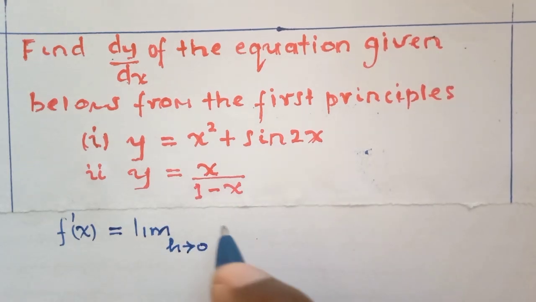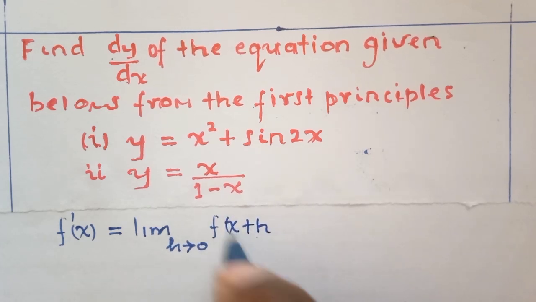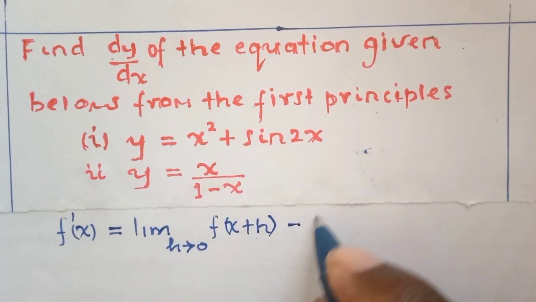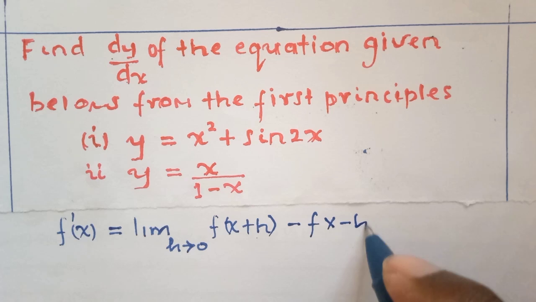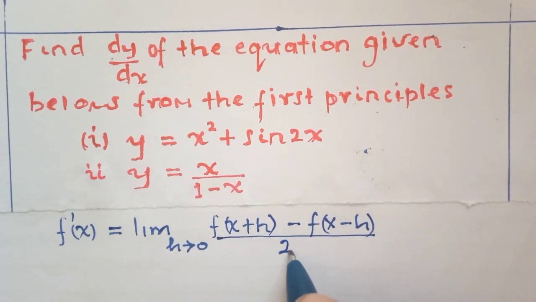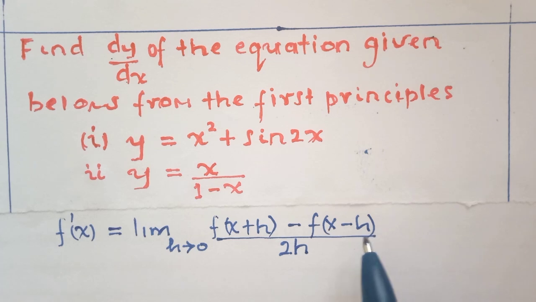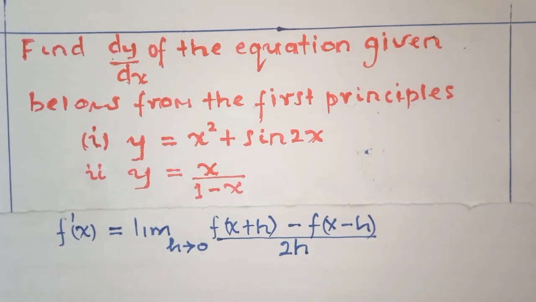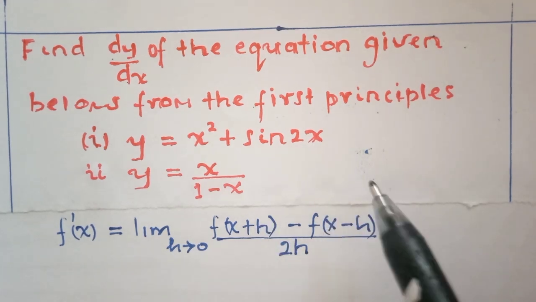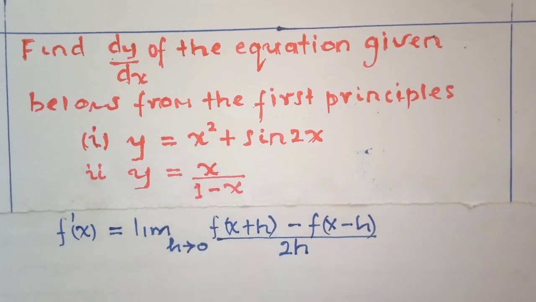Then you will have f(x plus h) minus f(x minus h), all over 2h. This is one of the formulas of derivative, that is when we are solving a problem from first principle. So this one is usually used for sine and cosine, but we can also use it for even the other functions.